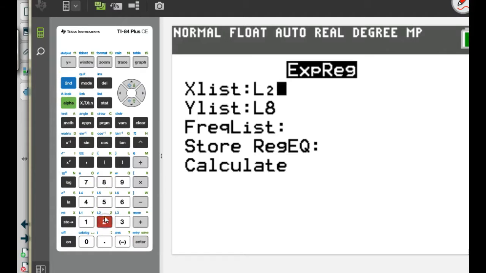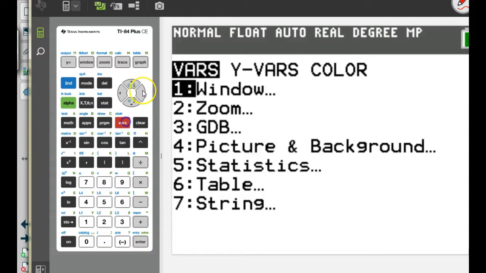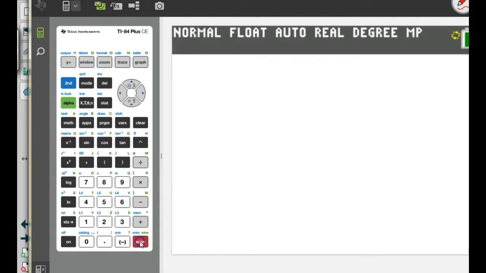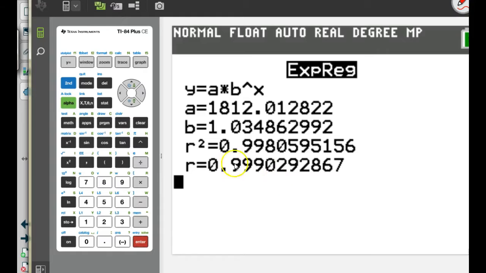And I would like to store it. How do we store it? Vars, arrow to the right, enter a couple times, Y1 is fine. Then I hit calculate. Now, you may or may not have the diagnostics turned on so that you get the R. The R value is 0.999, so it's really good.